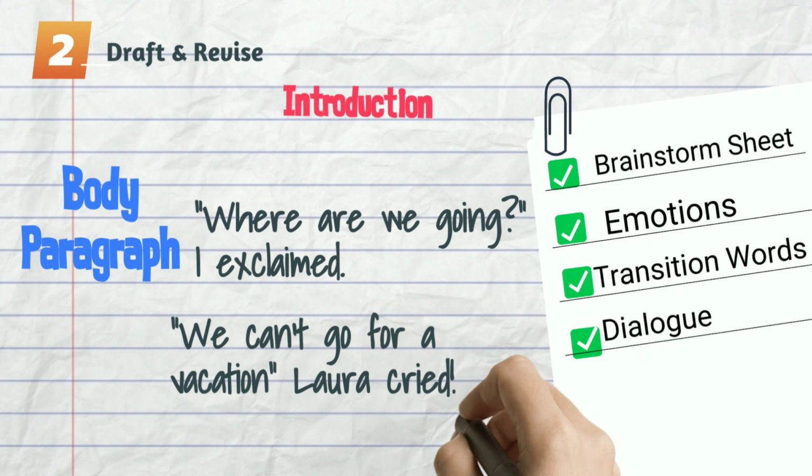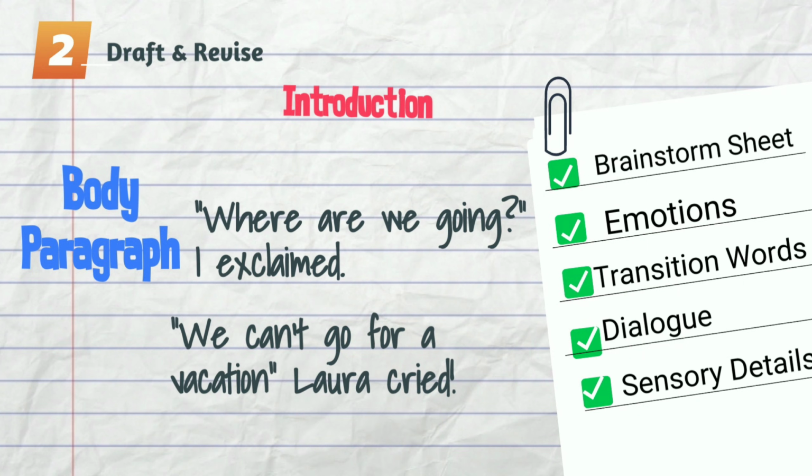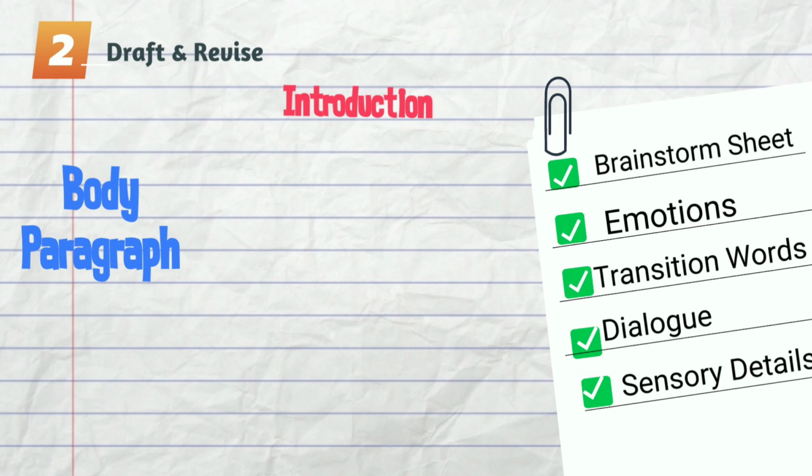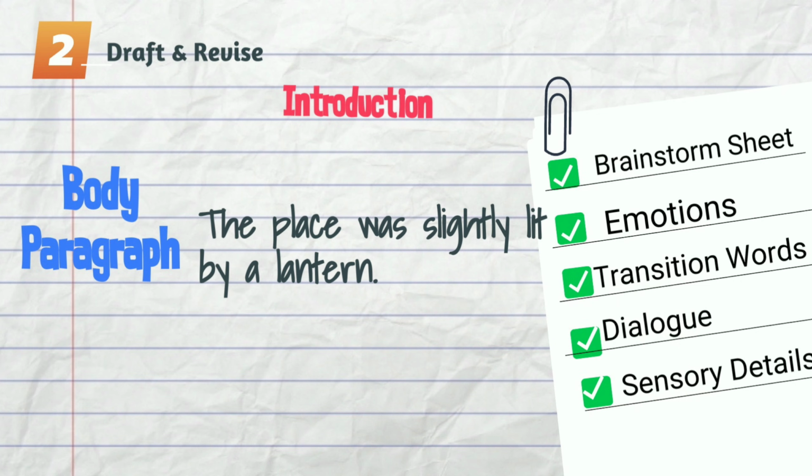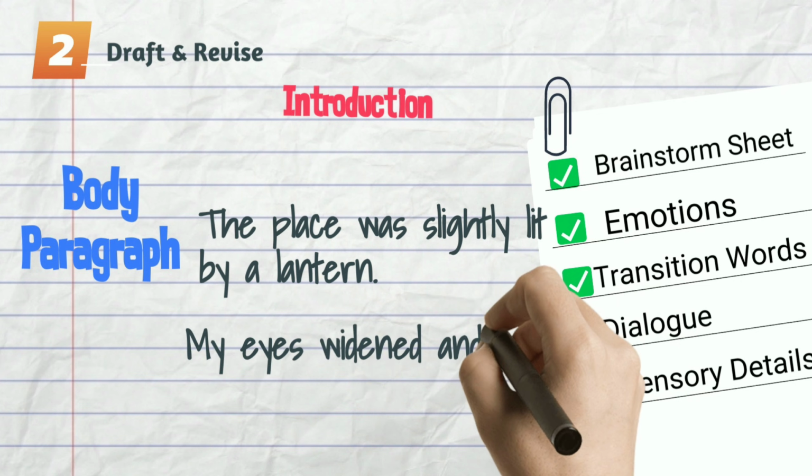And don't forget to include in your writing lots of sensory details to connect the reader to the scene you're describing. Show, but do not tell. The place was slightly lit by a lantern. My eyes widened and sparkled as I heard the news.